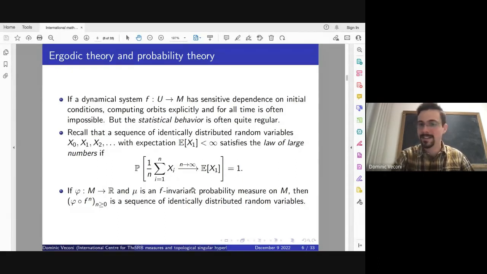Note, I did not say independent, just identically distributed, because in practice, in ergodic theory, usually the random variables we're interested in aren't independent, but they are identically distributed, especially if you have that this transformation F is invariant with respect to the measure. And if you have a measurable real valued function phi and an F invariant probability measure on M, the manifold, then the sequence of observables given by phi composed with iterates of F is a sequence of identically distributed random variables for the probability space, the manifold itself.